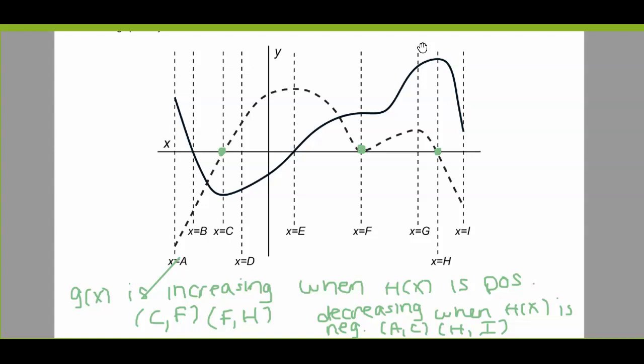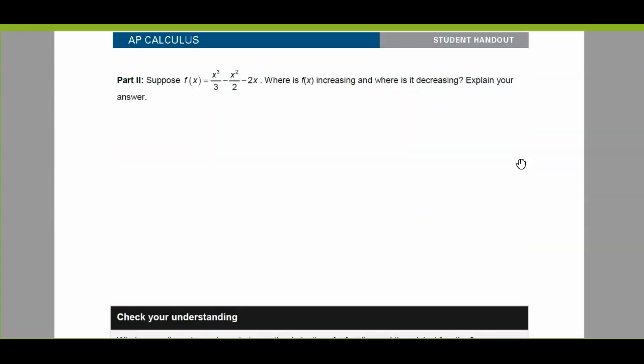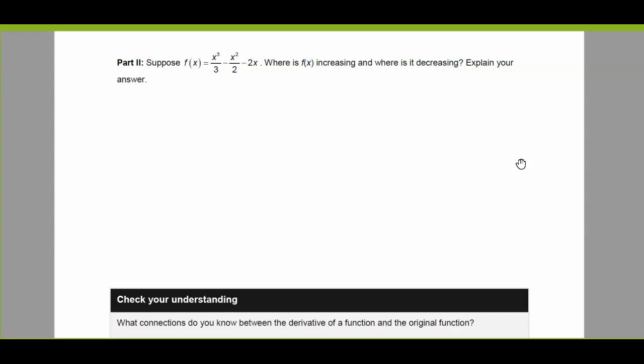Okay, so lots of key pieces of information from two tiny little graphs. We have increasing and decreasing, we have extrema, we have non-extrema, we have horizontal tangents. And then, like I said, yesterday we introduced concavity. So let's look down at one more part. So part 2 says, suppose f of x equals x cubed over 3 minus x squared over 2 minus 2x. Where is f of x increasing? Where is it decreasing? Explain your answer.